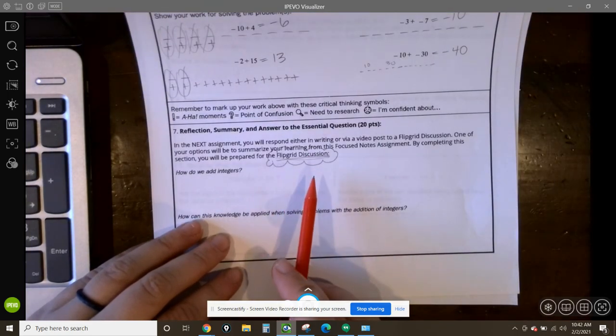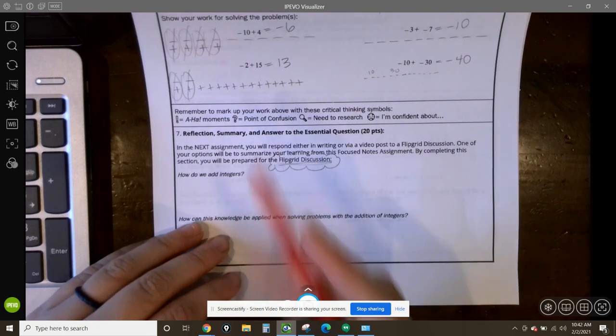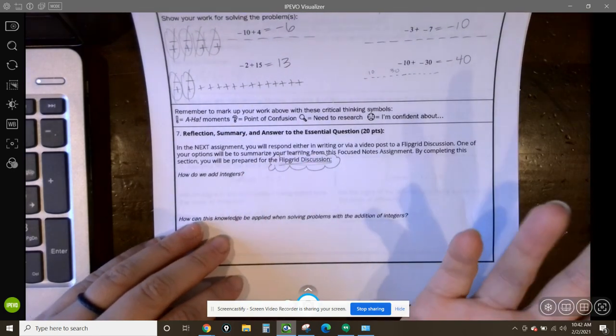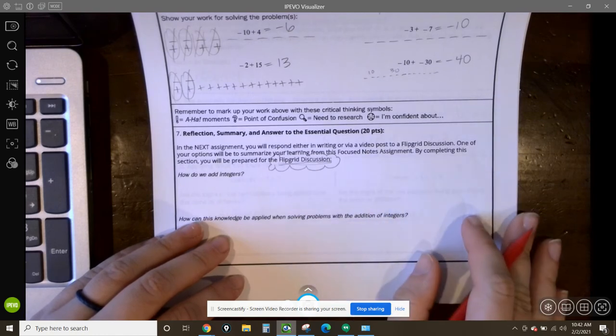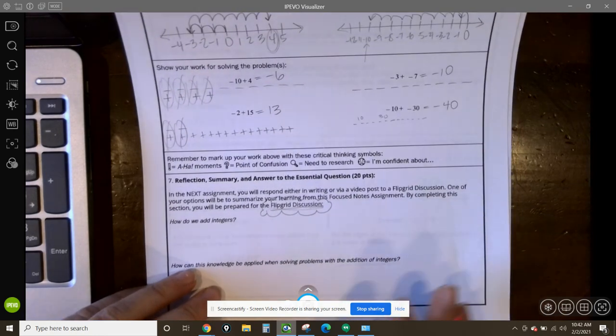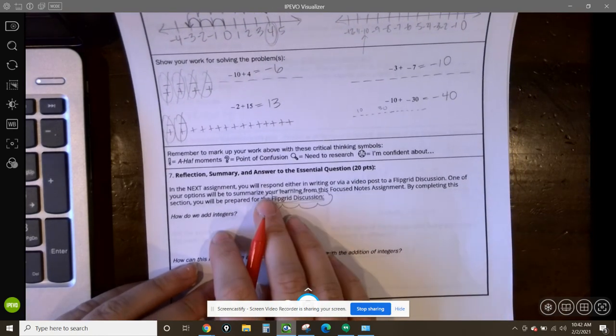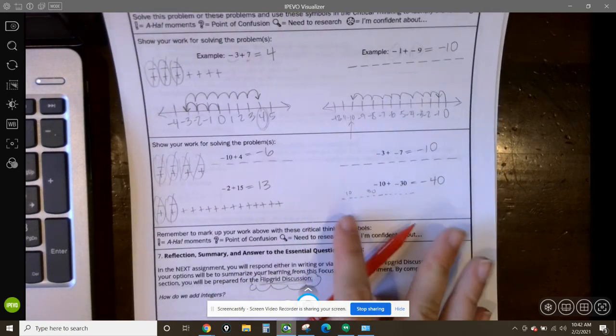You can give different examples. You can show yourself writing on paper. You can show your face. Whatever you want to do for that is fine. Okay? So go ahead and finish writing your summary right here, and then you can submit this focus notes document.